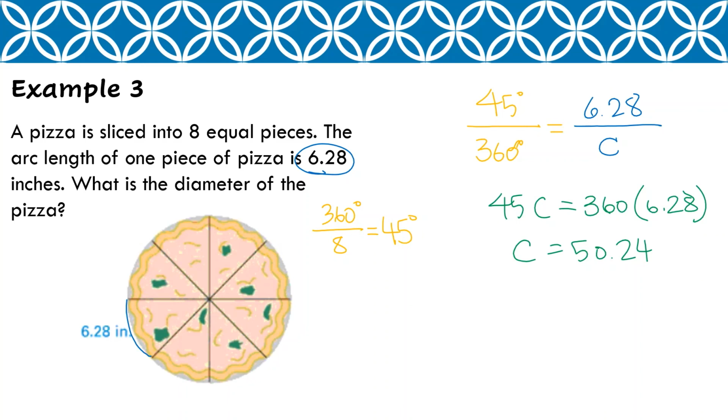We were asked for the diameter. Circumference is pi times the diameter. So now if I divide by pi, again, use the pi button for best accuracy, I will know that the diameter of the pizza is approximately 16 inches.